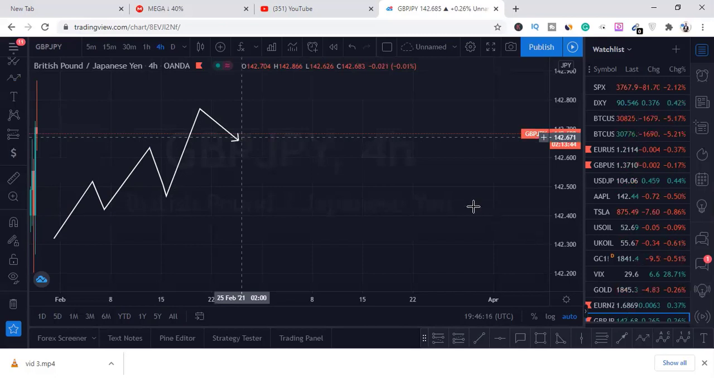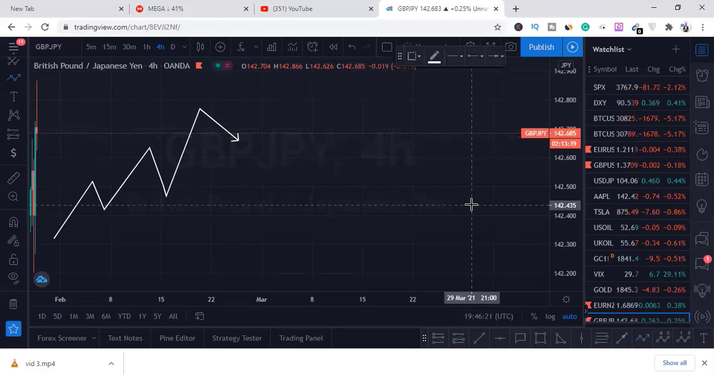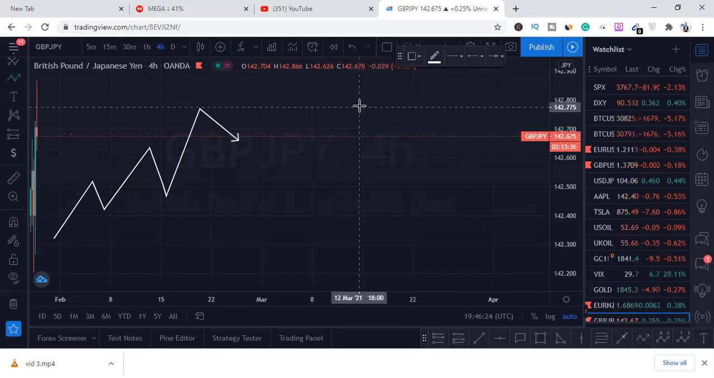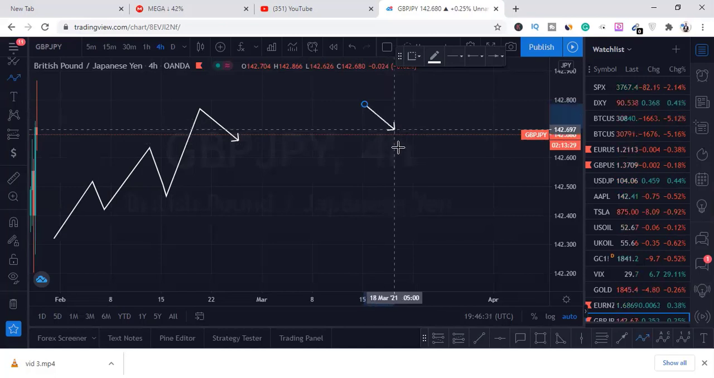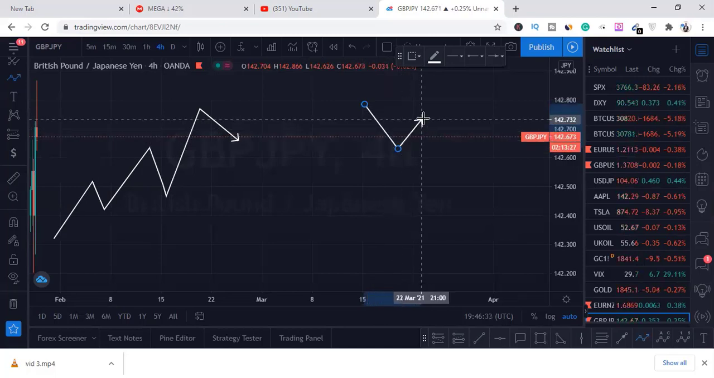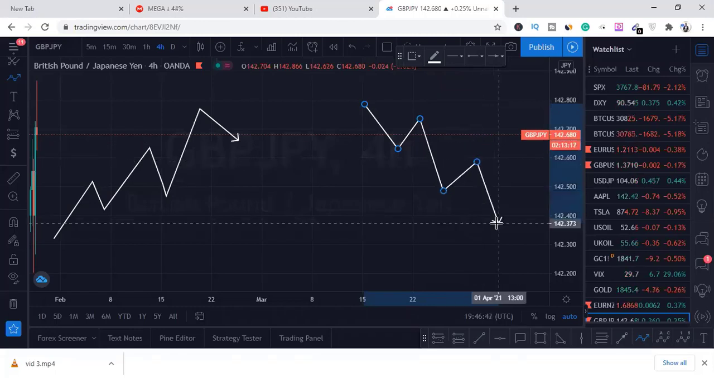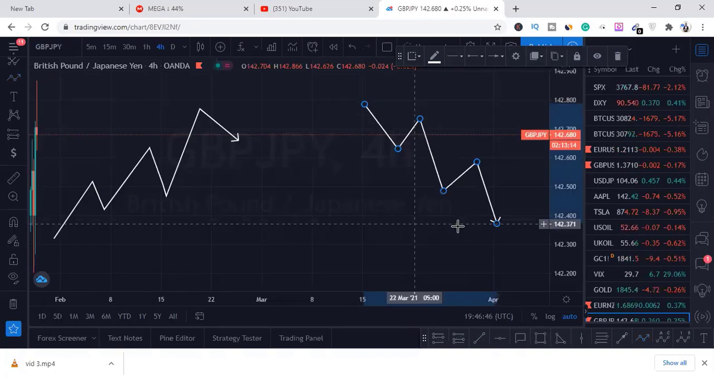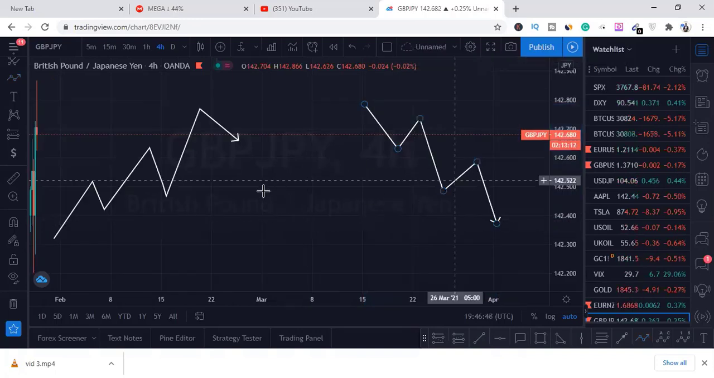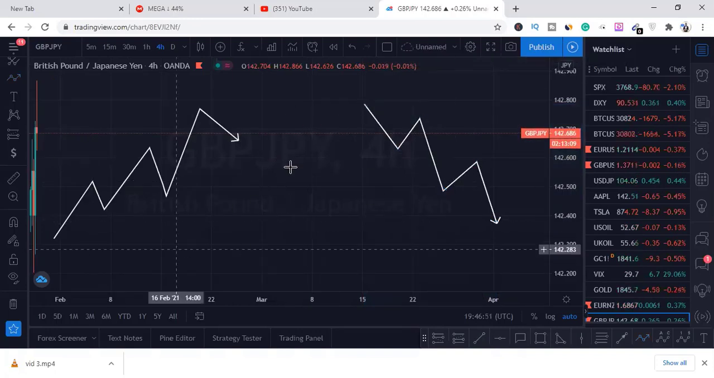Then if it's a bearish market, there will be a consistent move of the market, right? From a higher low, lower high, lower low, lower high, lower low, and lower high. Okay, this is it. These are the structures.